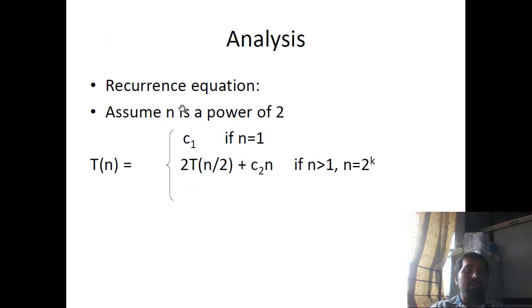Analysis is the recurrence equation. Using the Master theorem, we can solve it. T of n: if n equals 1, there is no cost, only 1 unit of time. Otherwise, we are dividing the problem into two subproblems of equal size, so that's why 2 into T of n by 2, plus c2 into n. So n c2 is the computation time for n elements.